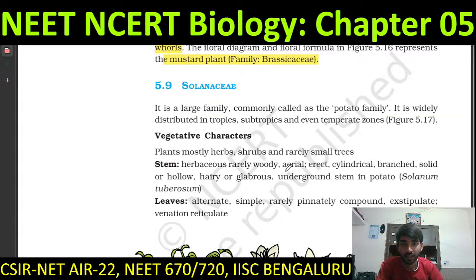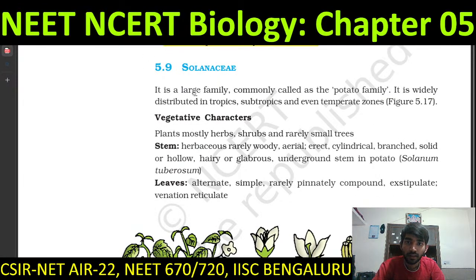Now let's look at some of the important families and their characteristics. It is a large family commonly called the potato family. Solanaceae, always remember Solanaceae is for potato, widely distributed in tropic, subtropic, and temperate zones. So they are describing the habitat.